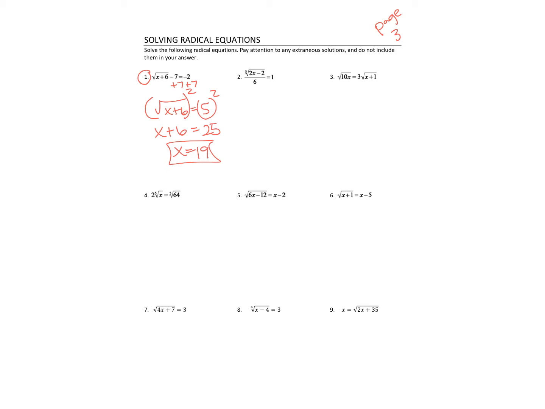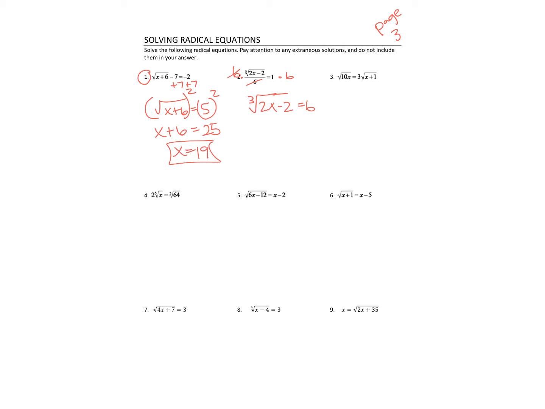So this is set up like a fraction, and the numerator is the cubed root of 2x minus 2, and the denominator is 6. So I'm actually dividing my radical by 6. So I'm going to cancel that. I'm going to isolate my radical by multiplying both sides by 6. When I do that, I get the cubed root of 2x minus 2 on the left, and 1 times 6, I get 6 on the right.